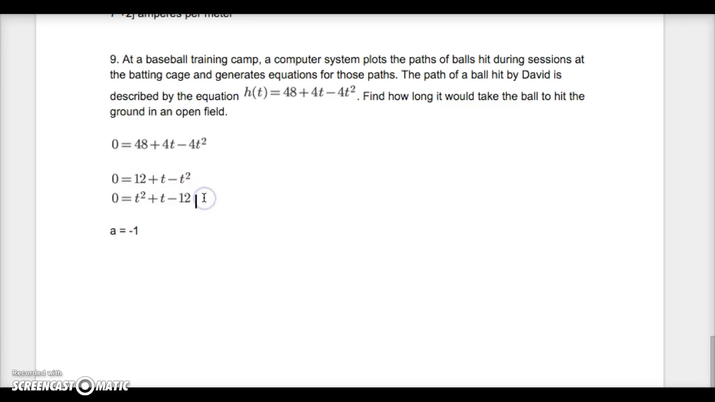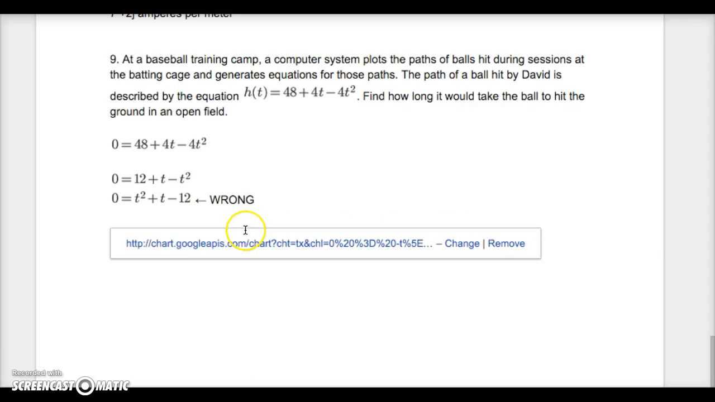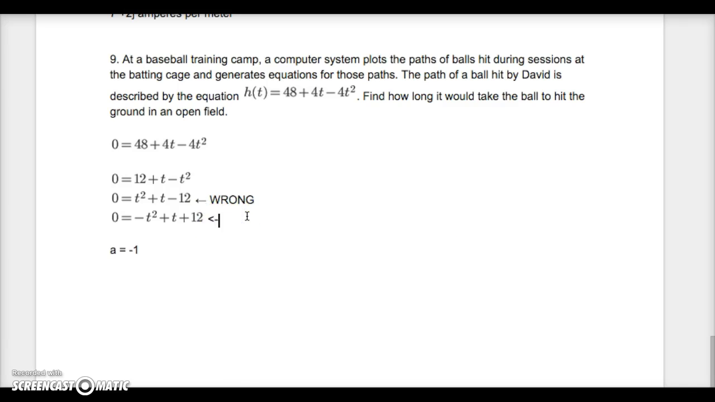So this right here, that's wrong. Don't do that. Here's what you should have done. That's right. The negative up here has to come with the term when you move it to the front. A is -1. B is 1. C is 12. You can take those numbers and throw them in the quadratic formula.